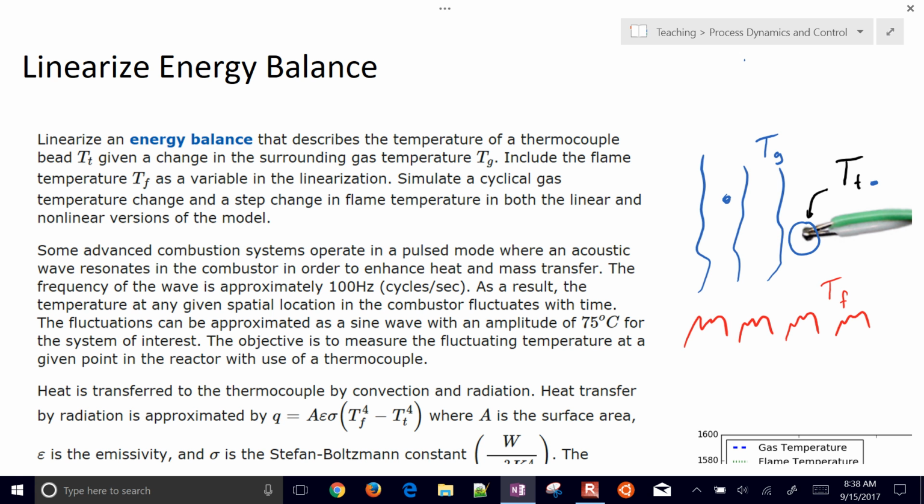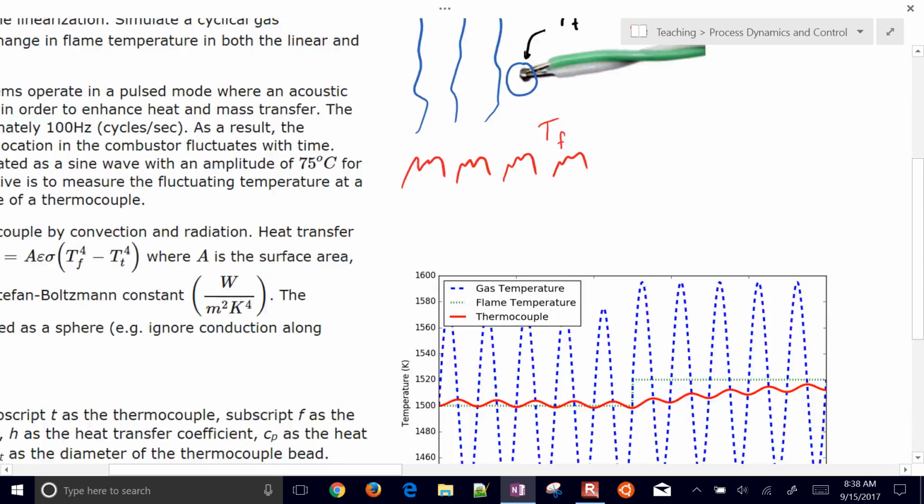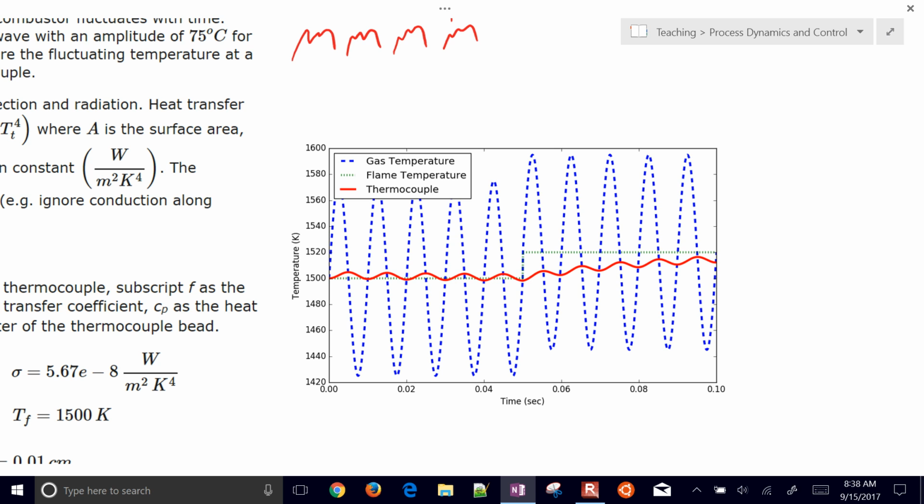And so we want to develop an energy balance around this, linearize it, and see how well that linearized differential equation fits the nonlinear differential equation. And you can see just an initial simulation of this. This is the gas temperature right here. And this is the nonlinear simulation of the thermocouple temperature.